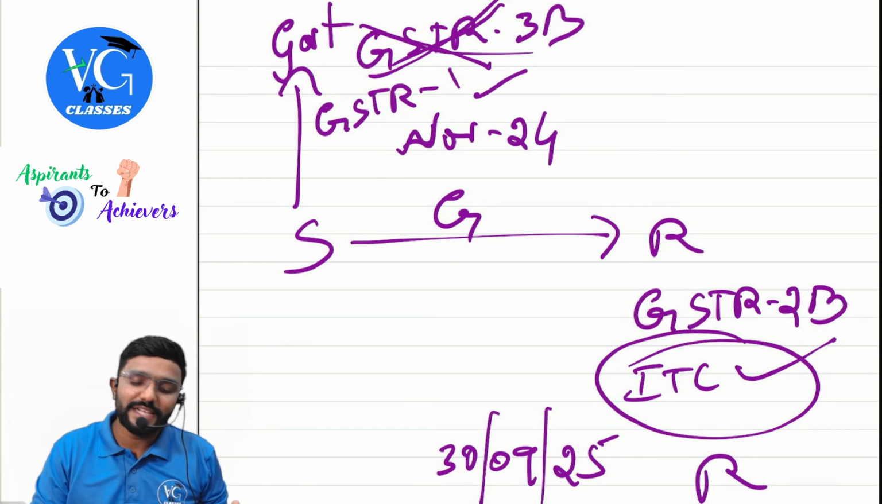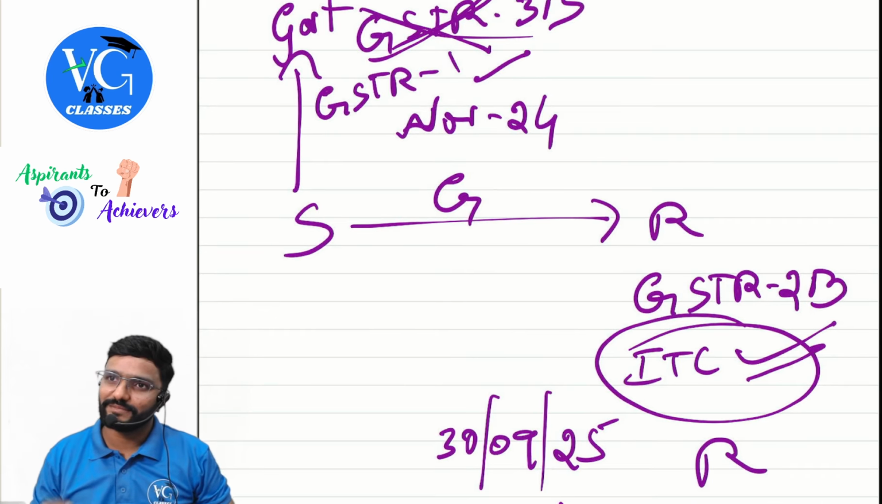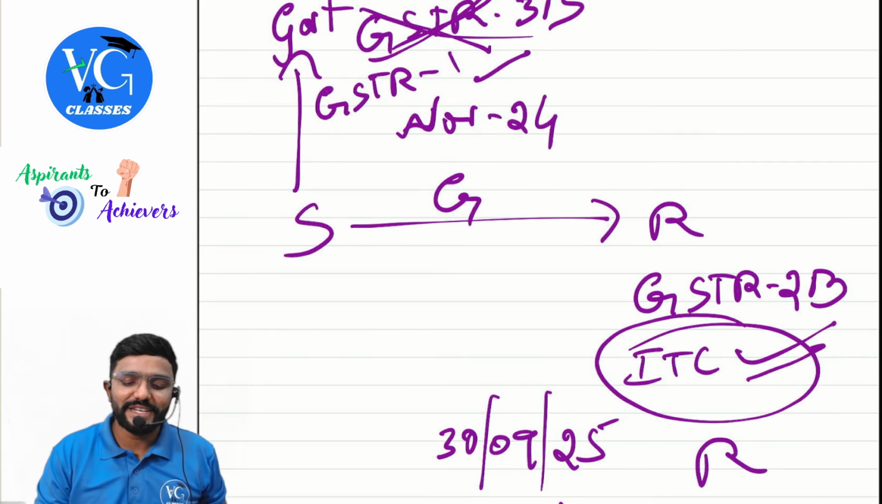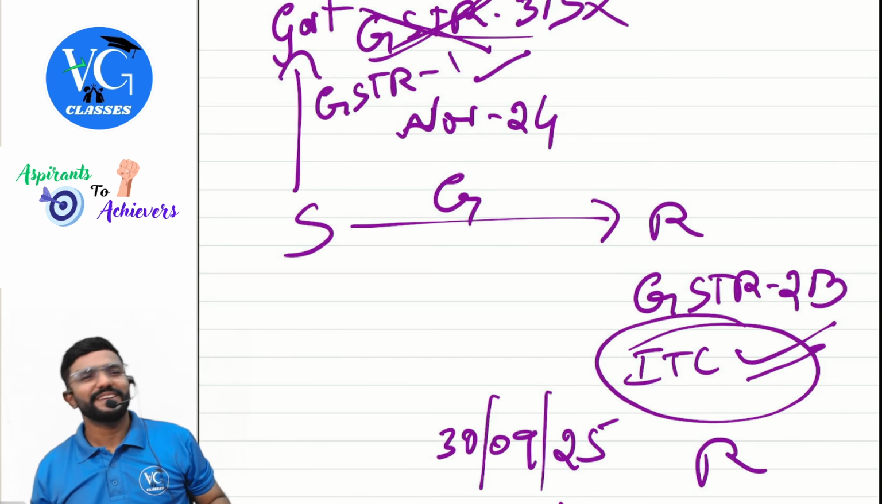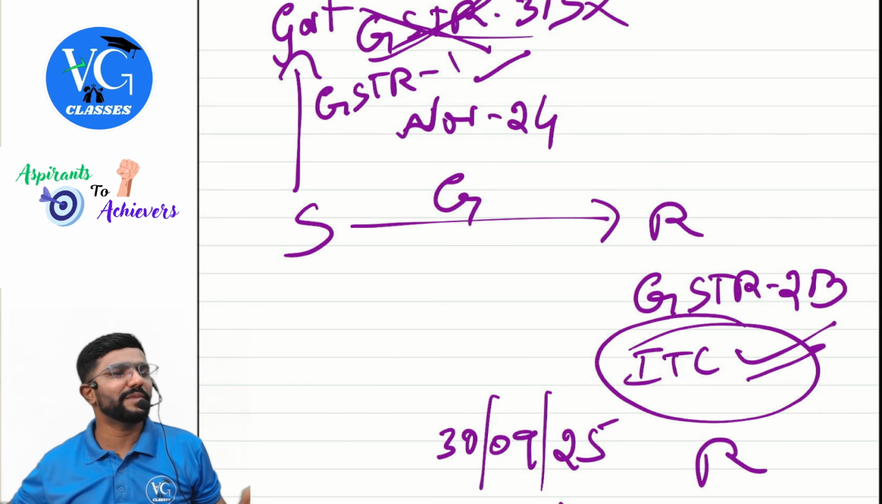He had given the details in GSTR1. It got auto-populated to me. I claimed ITC. Good. But he didn't file GSTR3B for November. If not for November, he has to file in December, na? If not at least December, he will file it in Jan, Feb, March.